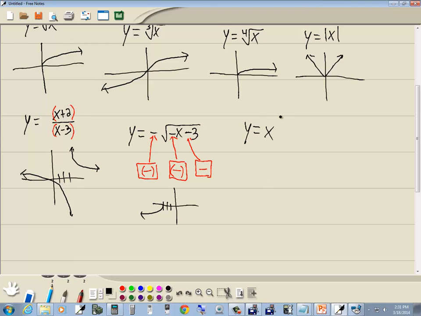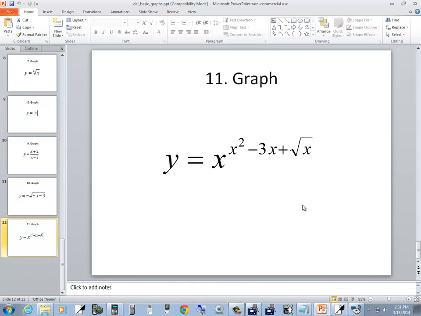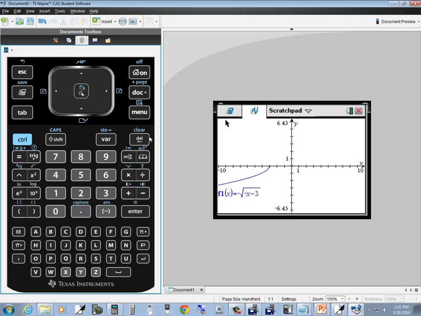Anyway, let's look at this one, which is a combination of some building blocks. X to the power of x squared minus 3x plus the square root of x. I think I got that one down. Let me see. Minus 3x plus square root of x, yes. Okay. Normally, if we have more than a single number or single variable in our exponent, we have to put parentheses around it. We don't have to worry about that on TI-Nspire CAS because it's got exponent mode. So let's just start entering it.